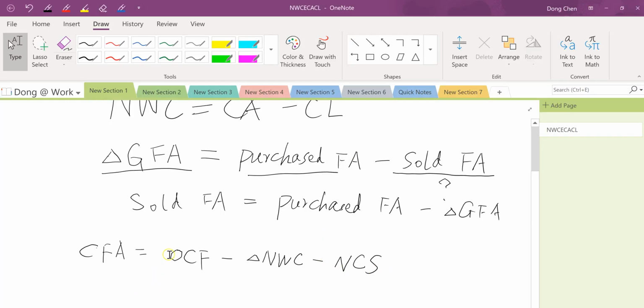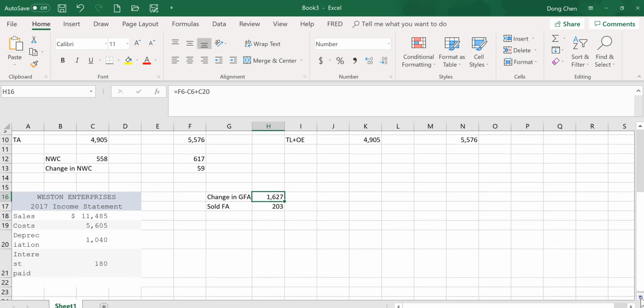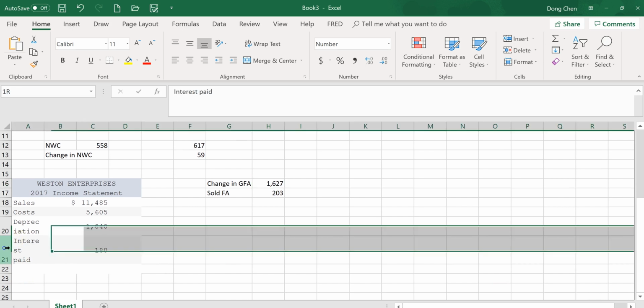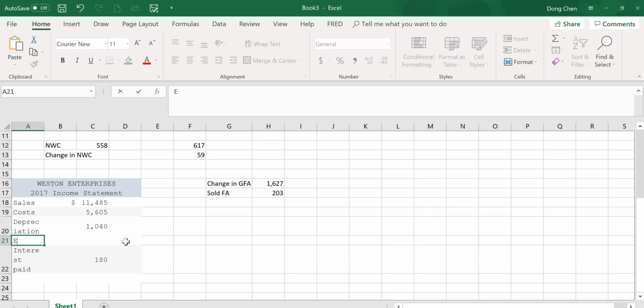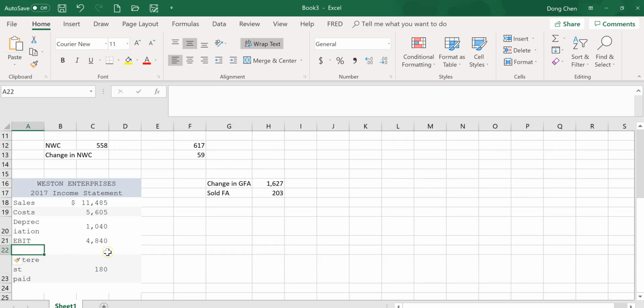So the only unknown in order to figure out the cash flow from assets is this operating cash flow, right? This part. Then in order to figure out the operating cash flow, we need to work on the income statement now. So from the income statement, we can actually add one line, EBIT, right? EBIT is simply the sales minus costs minus depreciation, right? That's the depreciation. That's the EBIT. So then add one.